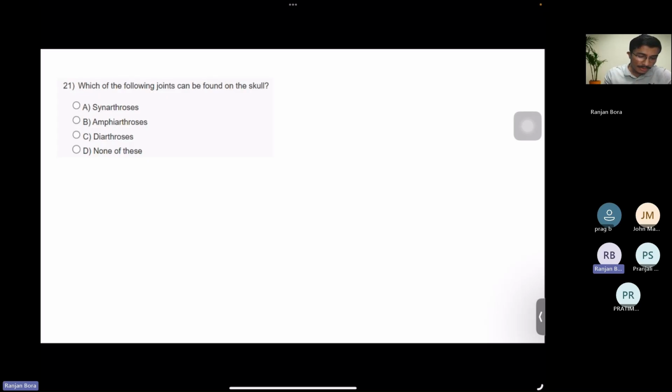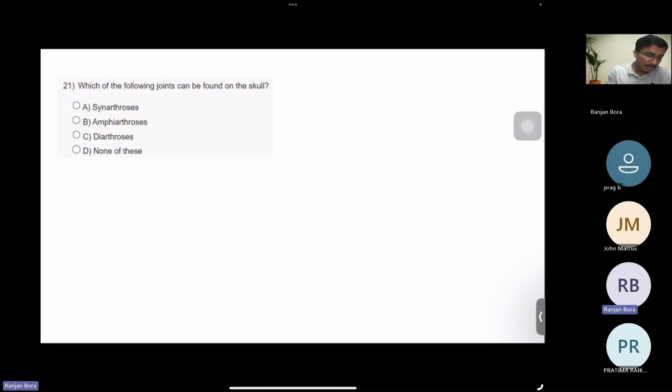Next question: which of the following joints can be found on the skull? So we have already seen this. Which joint is it? It is the synarthrosis, yes.